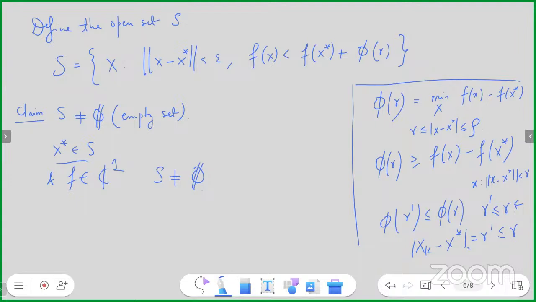See, xk belongs to S. That much we know by hypothesis. What is f of xk compared to f of xk plus 1? By definition, it's a descent direction. So f of xk plus 1 is at most f of xk, because that's the hypothetical theorem that for algorithms which are in descent directions, the function value falls. So for f of xk, we know that f of xk is less than f of x star plus phi of r. F of xk plus 1 is simply less than f of xk. So the second condition also holds.